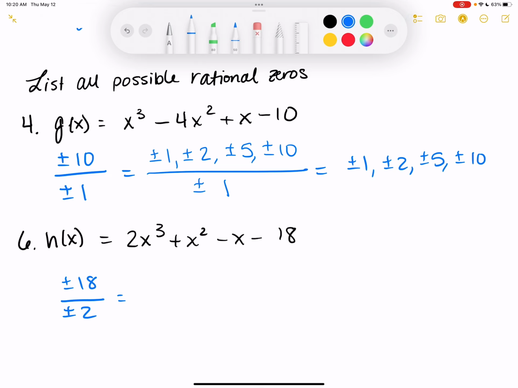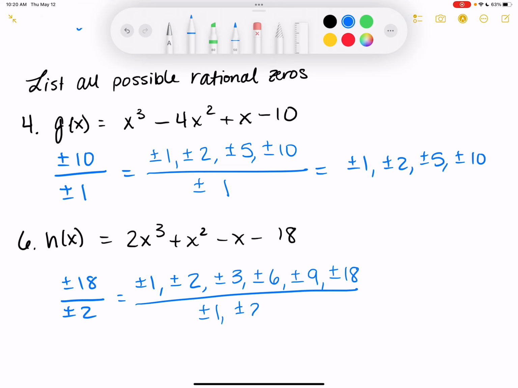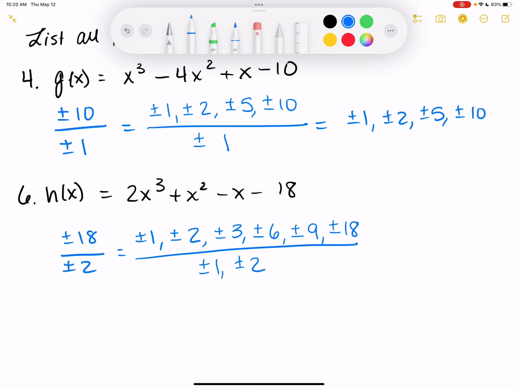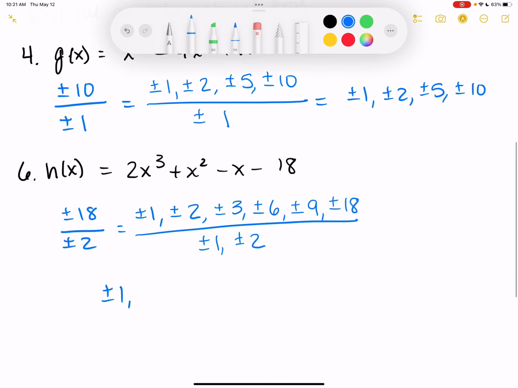All right, what are the factors of 18? 1, 2, 3, 6, 9, 18. And the factors of 2: 1 and 2. All right, so when there's a 1 on the bottom, well, there's always going to be a 1 on the bottom. But anyways, that one's easy. You just copy them all down in order, with the plus or minus every time.